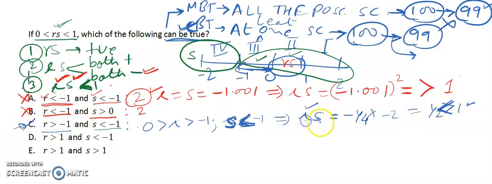Note that we took R in this range. -1/4 will fall somewhere here, close to 0, and -2 is for S. So the product is less than 1. This is the correct answer.